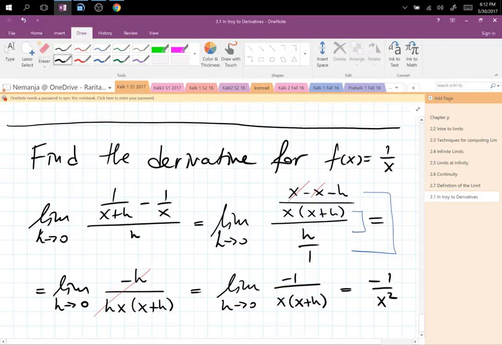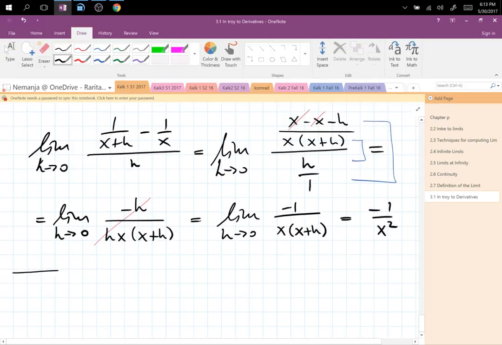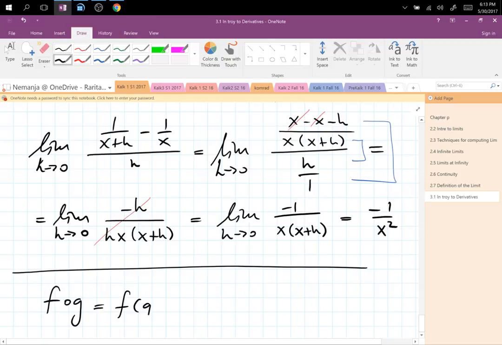Yes? One thing that's confusing is, why is it 1 over x plus h, instead of why is h in the denominator? Are you talking about this one here? Yeah, and not just to the side, plus h. Because of function composition from pre-calculus, f composed with g, also known as f of g of x. So you are replacing x with x plus h.